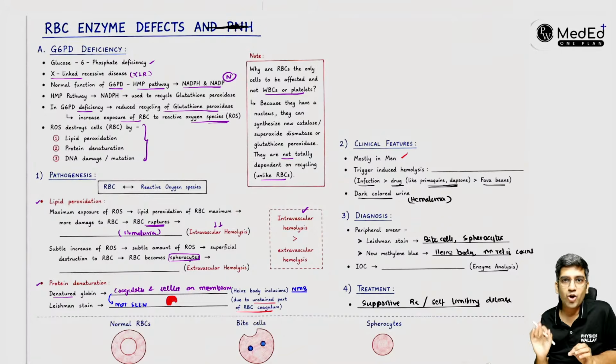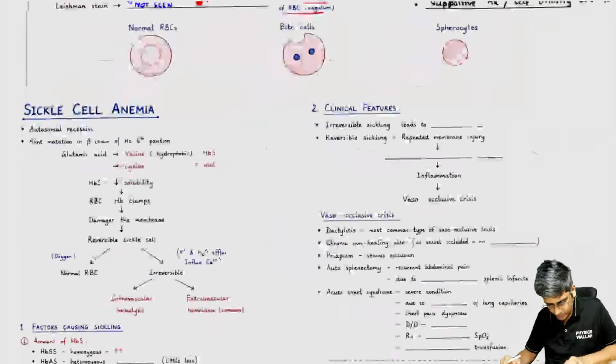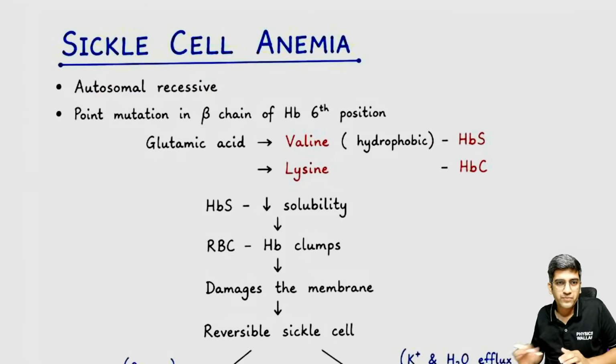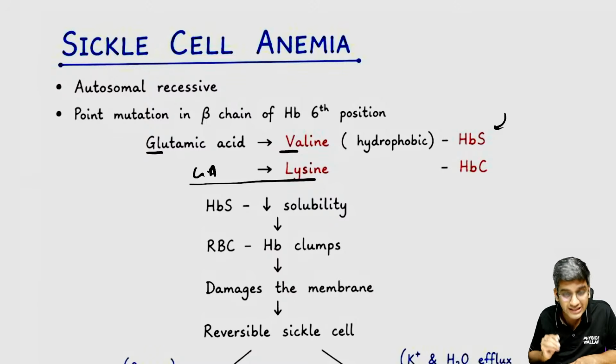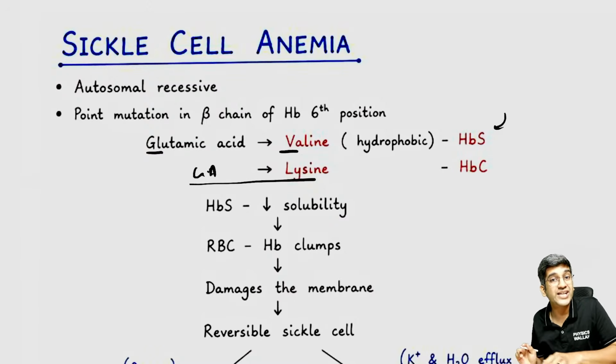Okay. Now let's go to sickle cell anemia. Same one sheet, all the required information for sickle cell anemia. Ready? Okay, let's go. Sickle cell anemia is an autosomal recessive inheritance. Here you have a point mutation, beta chain, 6th position. I will stick to 6th position; I am not going into the controversy of 6th versus 7th position. Here, the glutamic acid becomes valine, which is hydrophobic. So I have HBS.